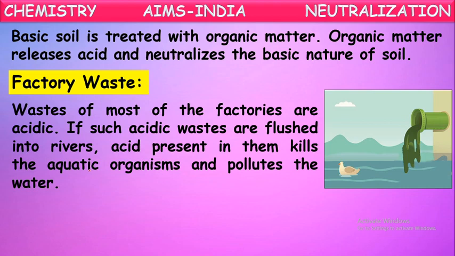When this wastewater, without treating, is released into rivers and lakes, what happens? That mixes with the river water and the animals present in it will be affected by this wastewater, or acidic water. They may die also, and it even pollutes the water present in those. So how to get rid of this? How to reduce this pollution?